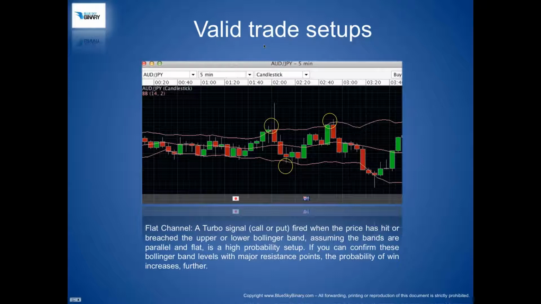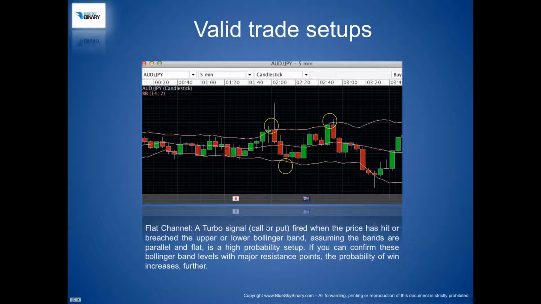Let's go over some valid trade setups. Okay, this is the meat of the webinar, so please do pay attention. Again, this is recorded and this is available on the binary dashboard. The first and most profitable chart setup, when a turbo signal fires, is known as the flat channel, referring to a flat Bollinger channel, where the lower Bollinger band and the upper Bollinger band are flat or flattish.